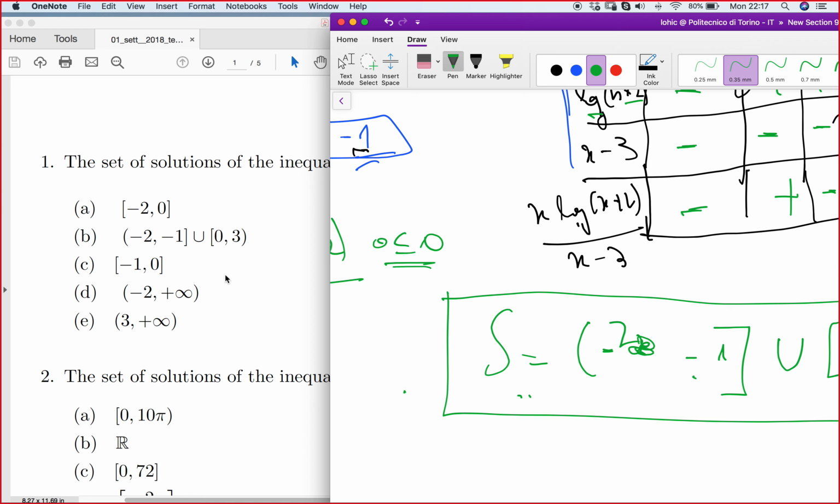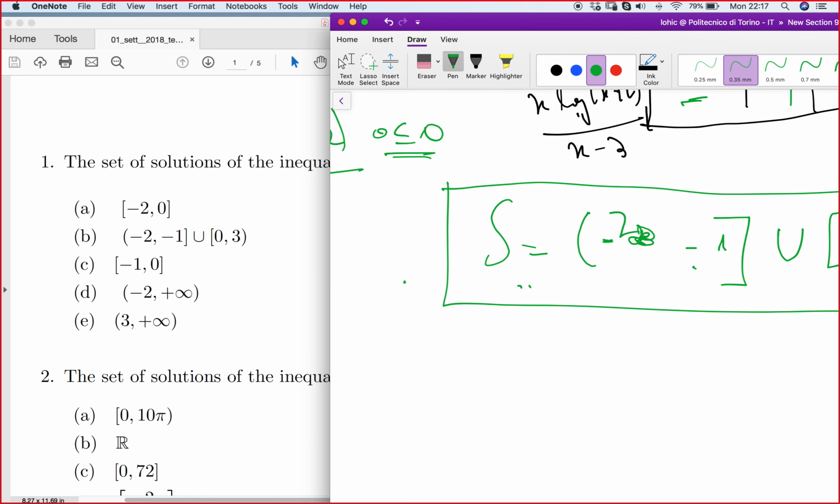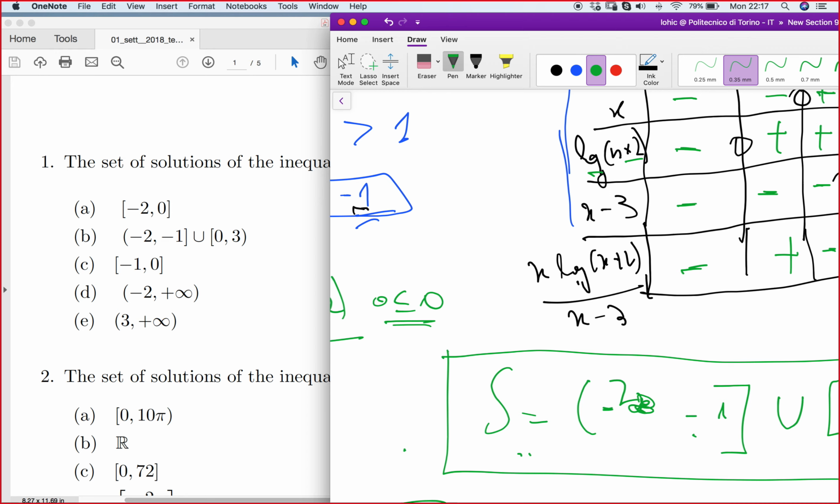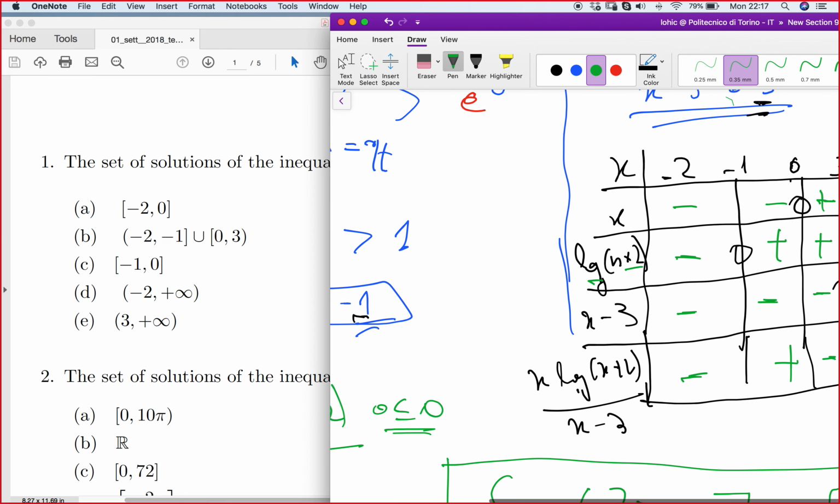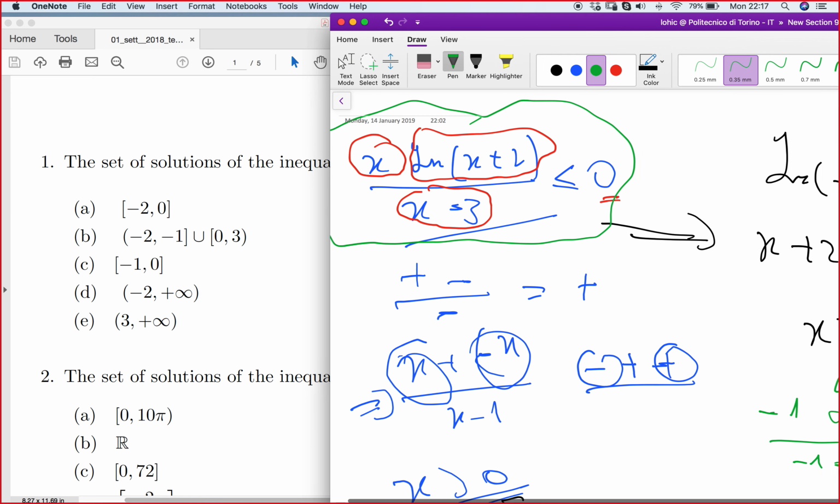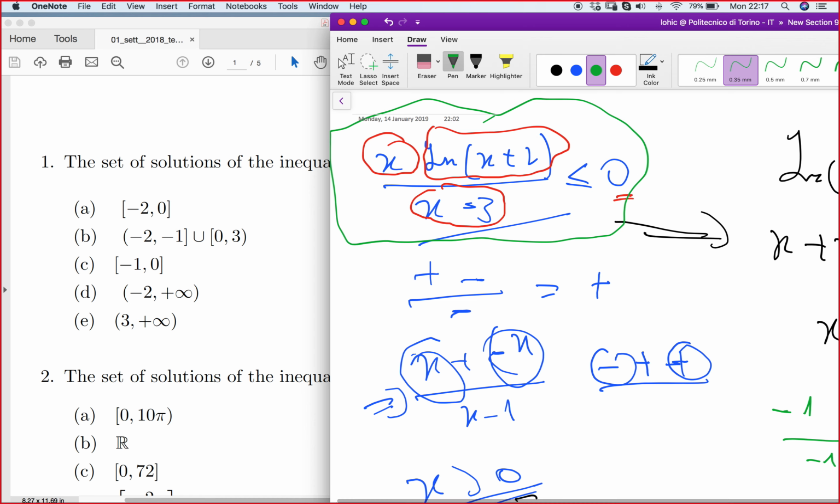Is that clear for all of you? Okay, the answer is 1B. Doubts? No, because the table started at minus 2. The interval is from minus 2 to minus 1. It's not minus infinity because we saw that the inequality makes sense.